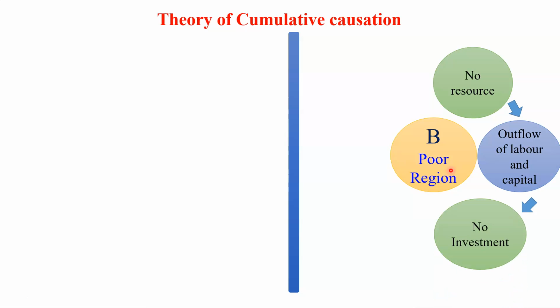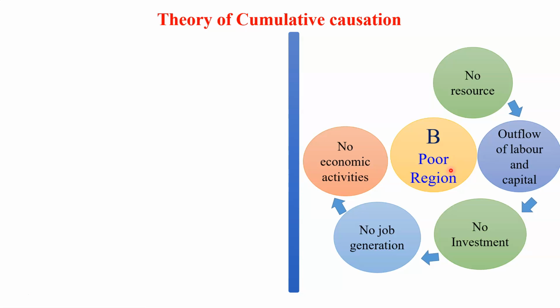Dear student, therefore there is no investment, and when there is no investment, it directly impacts job generation, and no job generation has a direct effect on economic activity. Mainly the primary economic activity we observe in this research, especially the agricultural activity that we observe in this season. Due to all these effects, there will not be much development of economic activity, and as a result, this region remains poor, and it becomes poorer and poorer in the next period also.